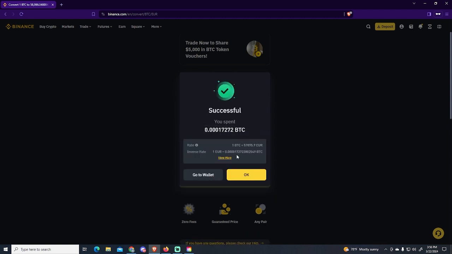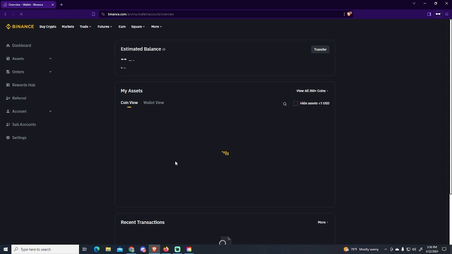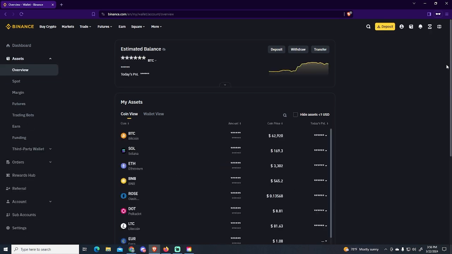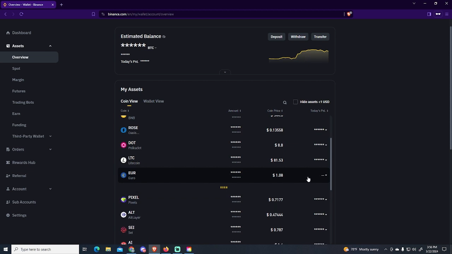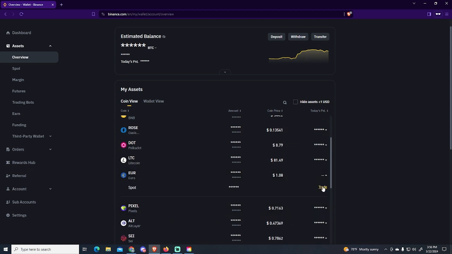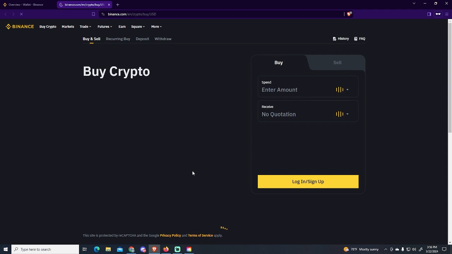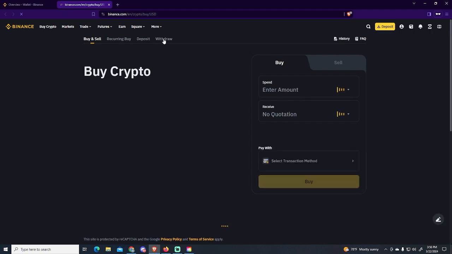And now it's done. We can go to our wallet. And here you have euro. Let's click and go into trade. Now let's withdraw.